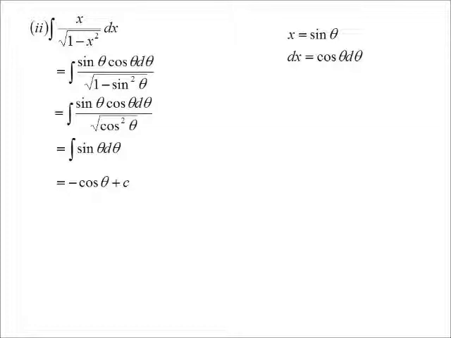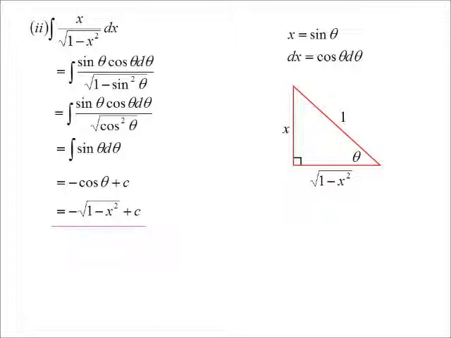Integrate sine, we get minus cos, and so once again I can draw up my triangle. Sine is x over 1, so adjacent becomes the square root of 1 minus x squared. Subbing back in, and there's our answer, minus the square root of 1 minus x squared, plus, of course, a constant. Next, the square root of x squared plus 3. So for this one I'm going to use tan. So it'll be root 3 tan theta. The derivative is root 3 sec squared.